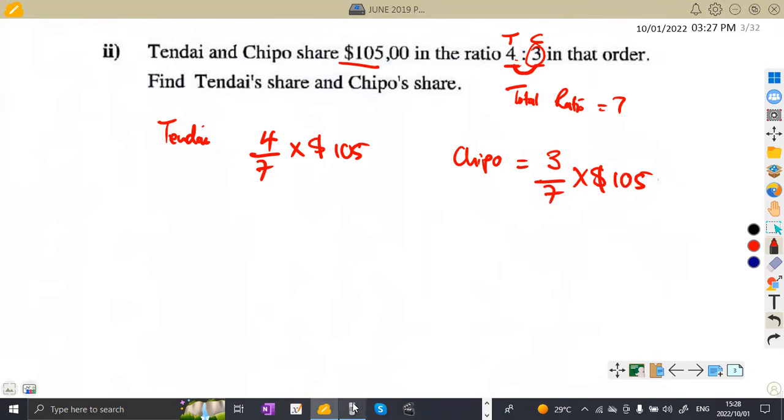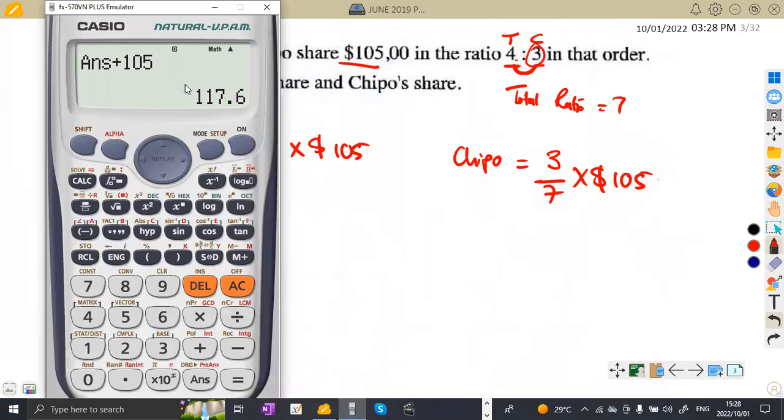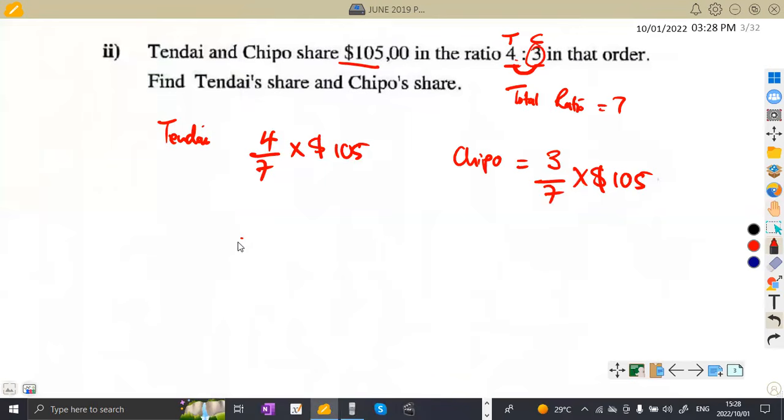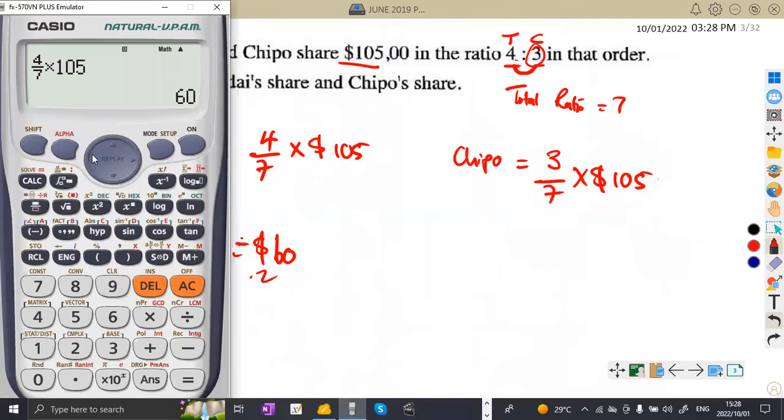So that part you can simply use your calculator. Let me just save it aside. 4 over 7 multiplied by 105. So this is 105, which is going to give us $60. All right. So which means Tendai is going to obtain $60. Chipo here, the same. We're just going to find 3 over 7 of that amount. That is now Chipo's share, which is going to be $45.